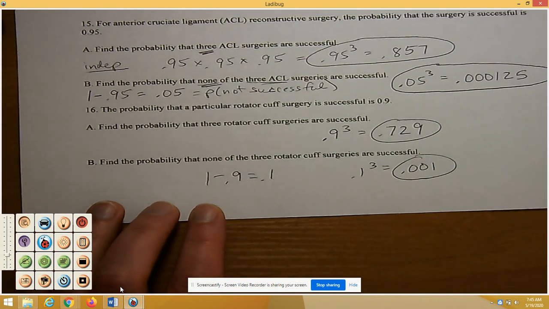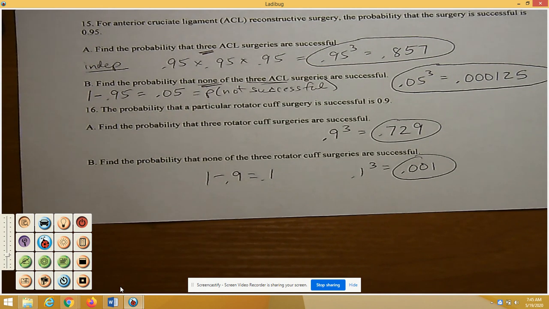So in today's video, we looked at conditional probability, independent versus dependent events, and the multiplication rule.